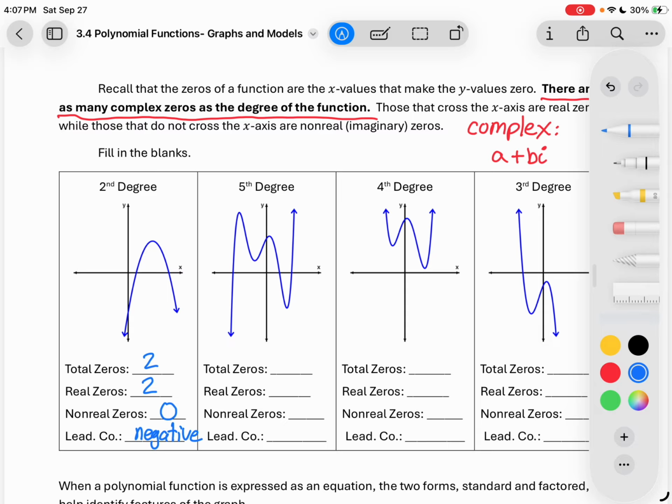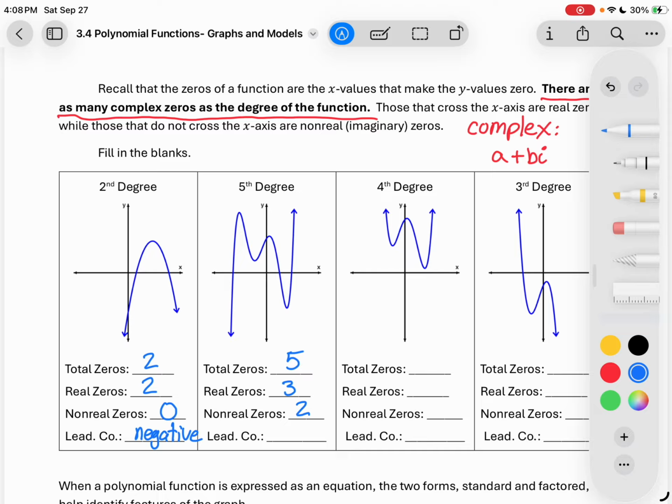If we look at the 5th degree, total zeros would be 5. That's the same as the degree. And if you look at the real zeros, it crosses the x-axis in 3 different spots. So that would correspond with 3 different real zeros. And that means that that's not all of the zeros, so there must be 2 left over since we know there's a total of 5. So 2 of them must be non-real.